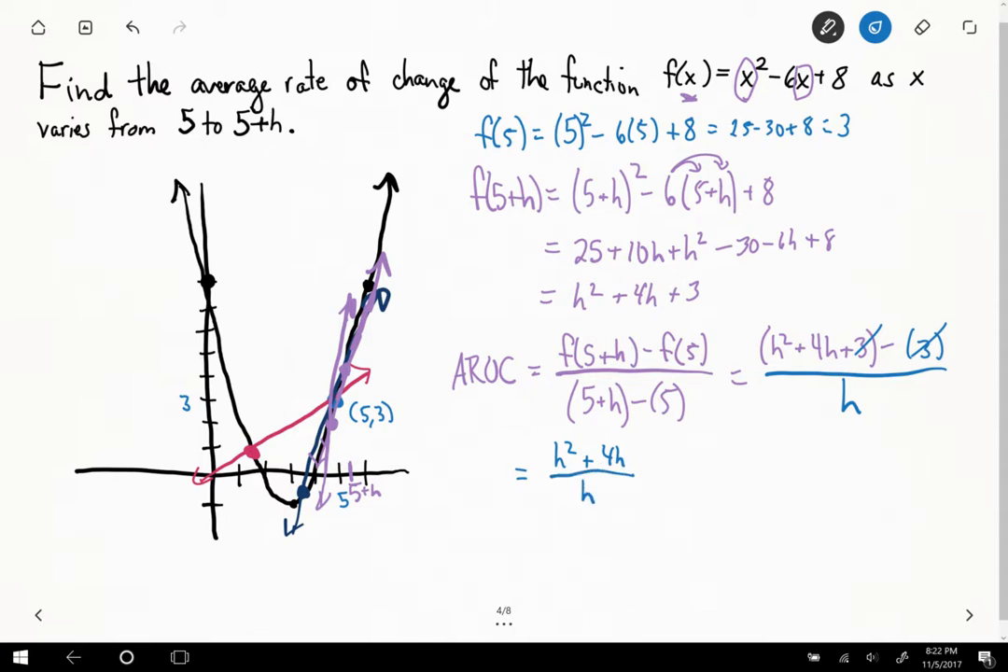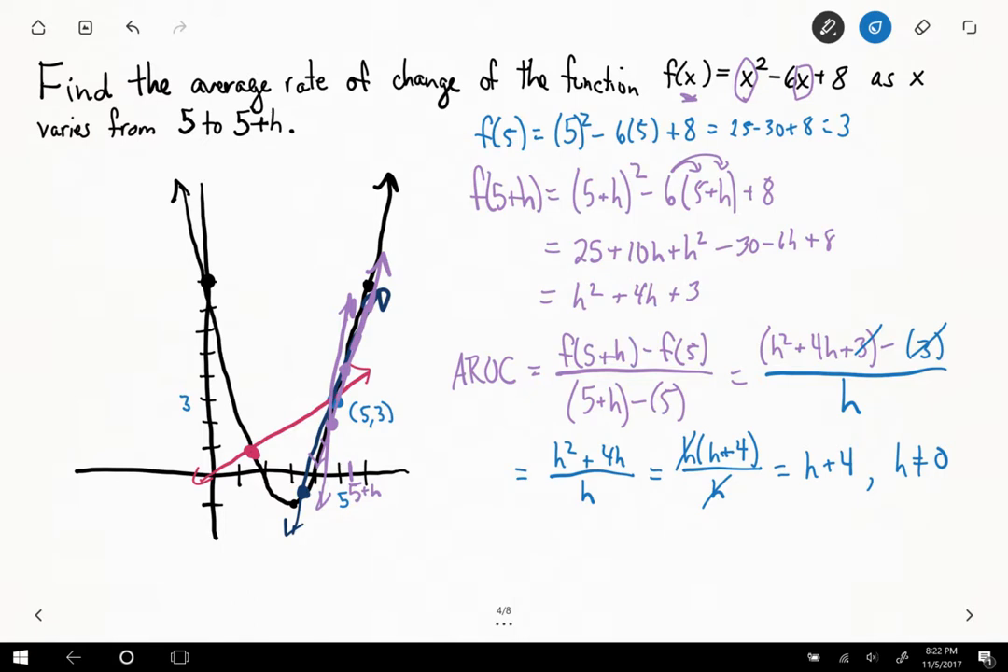And if we wanted to get fancy with it, we could factor out an h in the numerator, and you'd be left with h plus 4 divided by h. And you could say your h's cancel, with the exception that h cannot equal 0. So this whole quantity becomes h plus 4, where h does not equal 0, because h was in the denominator at one point, and we can't divide by 0.